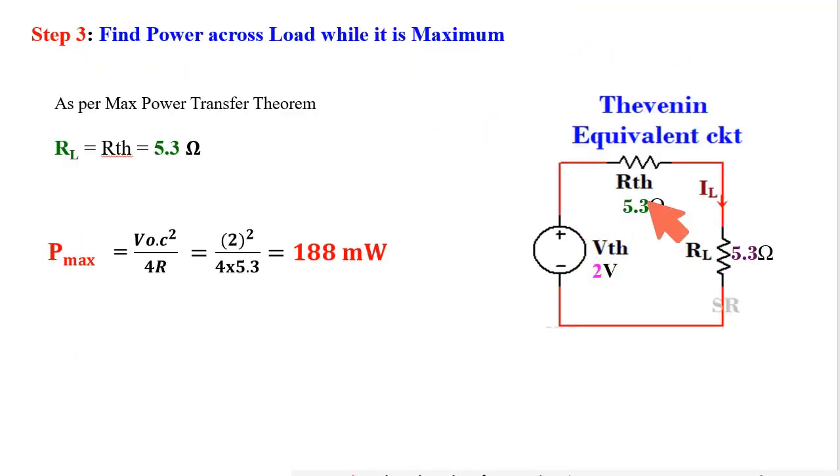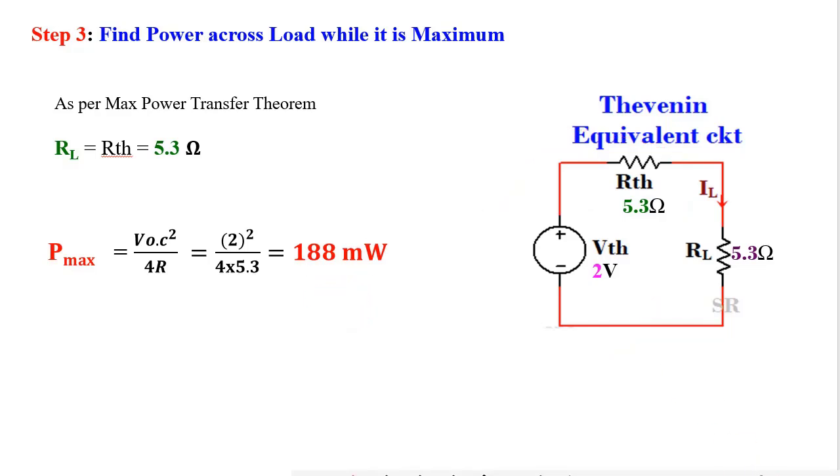Now putting the values in the Thevenin equivalent circuit, VTH is 2 volt, RTH is 5.3 ohm. Load resistance should be equal to this RTH, 5.3 ohm, to get maximum power at the load. Putting the value of R and open circuit voltage in this formula, I got maximum power of 188 milliwatt.